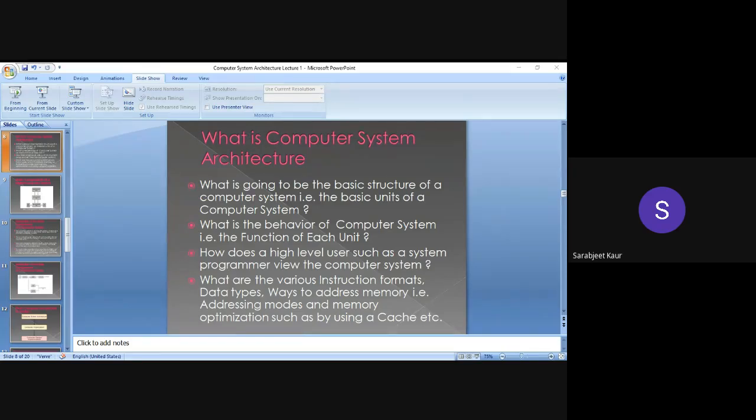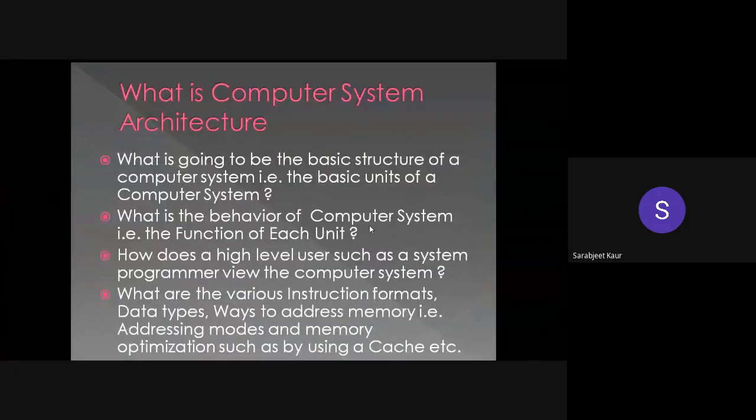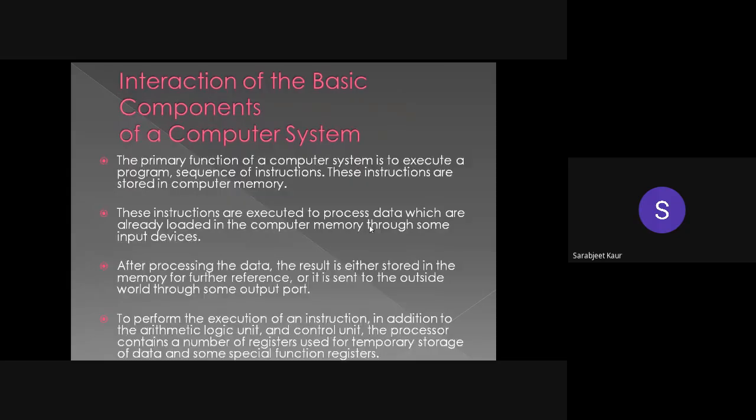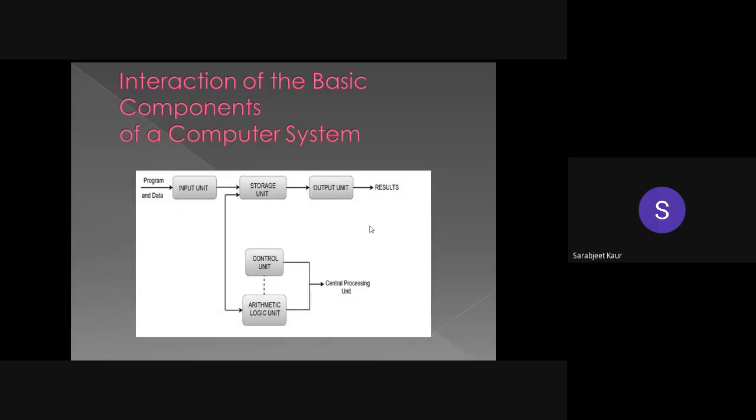We have talked about this last time, right? We saw the basic components of a digital computer system, from the point of view of computer system architecture. And then we saw how these basic components interacted with each other. Do you have any doubt here? Anybody has some doubt here?